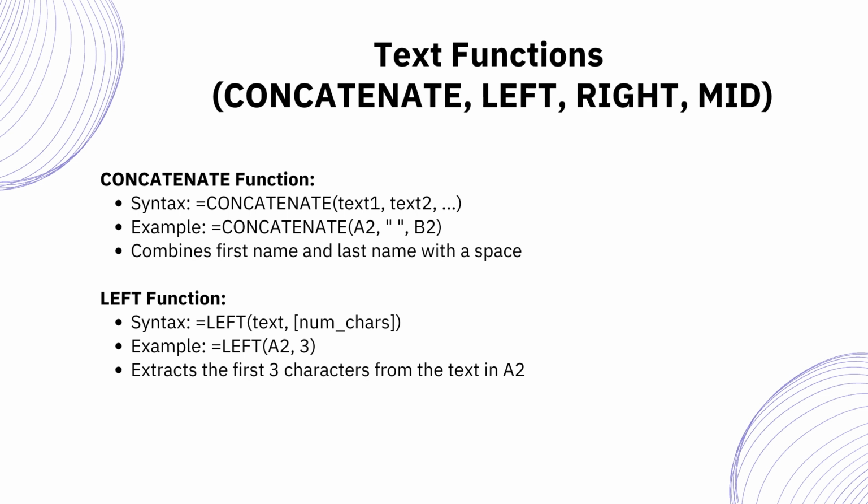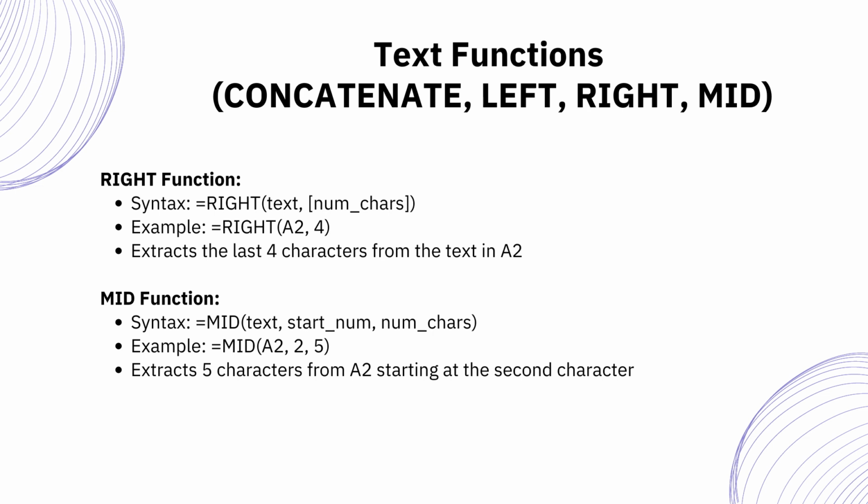The LEFT and RIGHT functions are used to extract specific portions of text. =LEFT(A2, 3) will give you the first 3 characters of the text in cell A2, while =RIGHT(A2, 4) extracts the last 4 characters. These functions are particularly useful for formatting data, such as extracting area codes from phone numbers or abbreviating long text entries. The MID function provides even more flexibility by allowing you to extract a specified number of characters from any position within a text string.